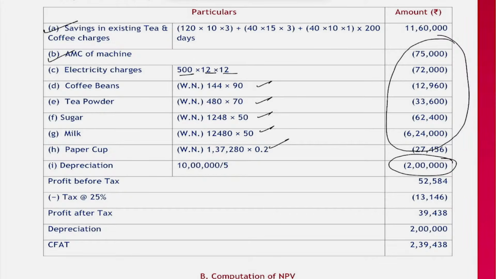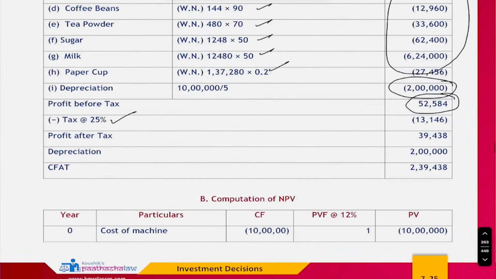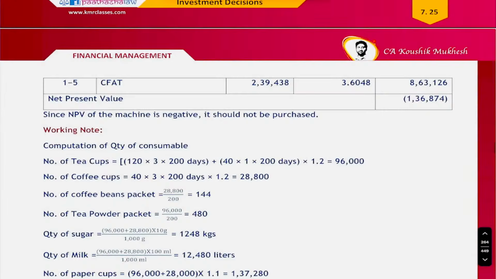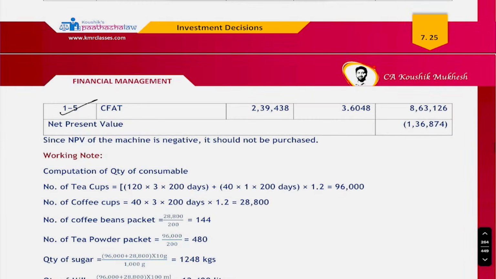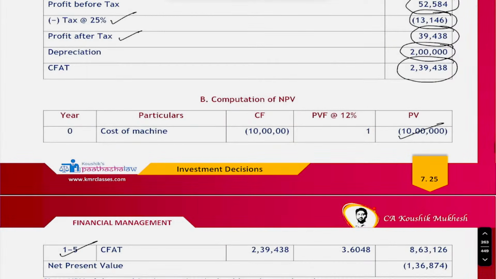Depreciation also is deducted. Profit before tax is 52,484. Tax rate 25%. Remove that. Profit after tax 39,438. Add back depreciation. Cash flow after tax is 239,438. For how many years will I get this? 5 years. I spent 10 lakhs on the machine.